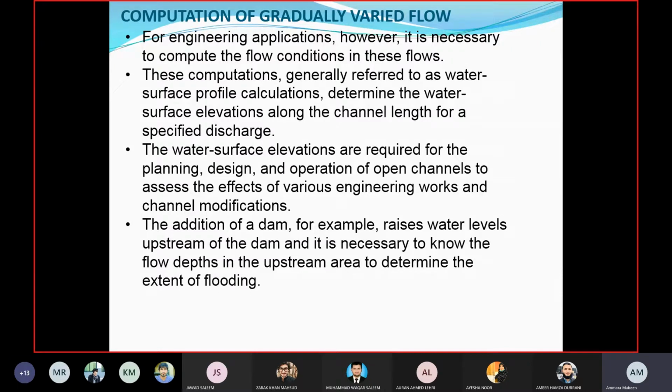The addition of a dam, for example, raises water levels upstream of the dam, and it is necessary to know the flow depth in the upstream area to determine the extent of flooding. So no doubt, water surface depth calculation is extremely important if you are aiming to do the flow analysis in an open channel.